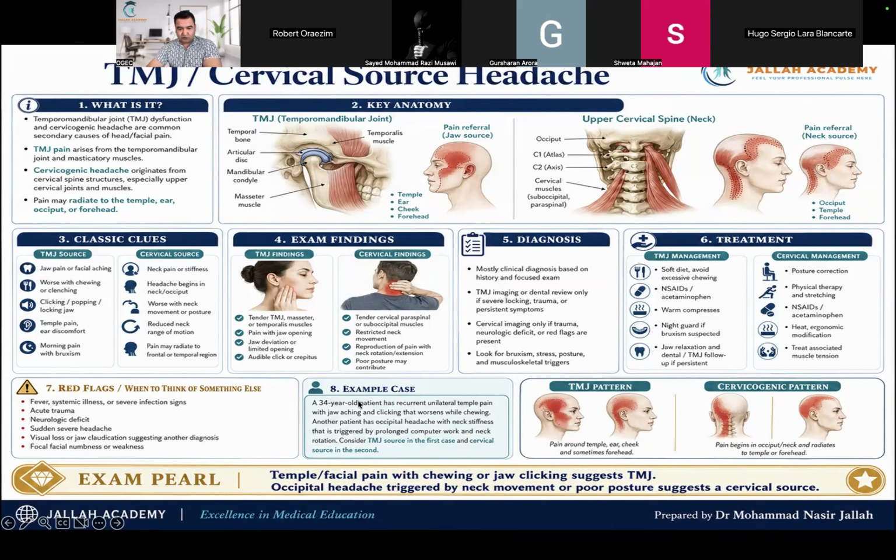So I'm just going to go to the example case. A 43-year-old patient has recurrent unilateral temple pain with jaw aching and clicking that worsens while chewing. Another patient has occipital headache, pain with stiffness that is triggered by prolonged computer work and neck rotation. Consider TMJ source in the first case and cervical source in the second. So TMJ in the first one and cervical source in the second one.